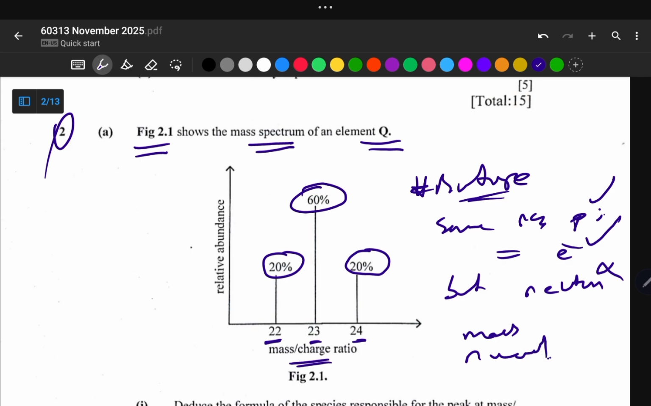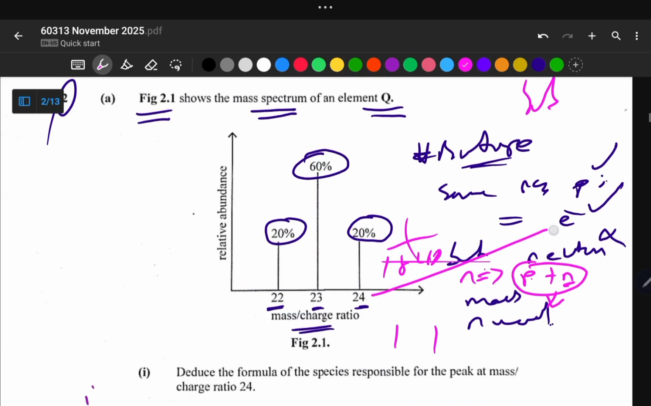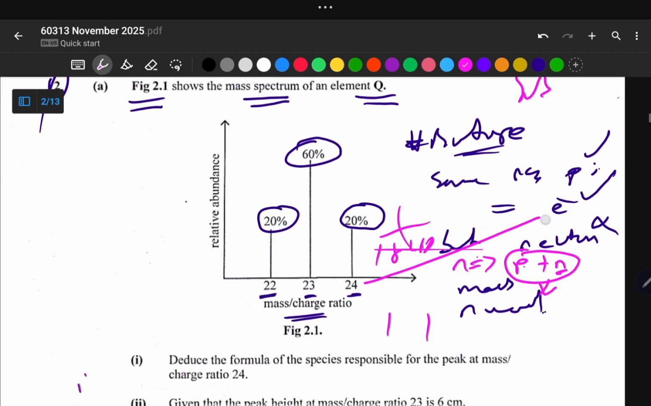When we did the subatomic particles, we said that the mass of an element is determined by the nucleus. In the nucleus, we're going to have protons and neutrons, and these two constitute the mass. The mass of a proton is equal to 1 unit, and the mass of a neutron is also equal to 1 unit. The electrons have a negligible mass of 1 over 1840, so they are not included when calculating the mass of an isotope of an atom. Are we together? You must know the subatomic particles inside out. So here we want to understand this mass spectrum.